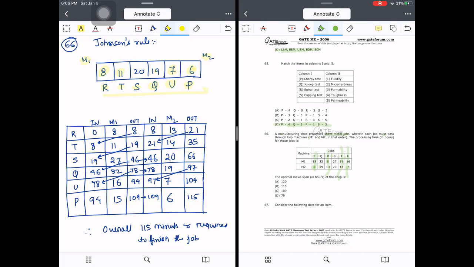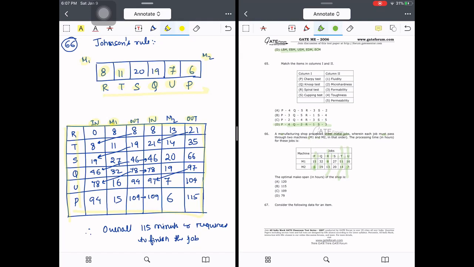That means then I will write the corresponding jobs. This represents R, this represents T, this represents S, this represents Q, this represents U, and this represents P. So this is the sequence I will be going for. I will make a box, and in this I will write the sequence.